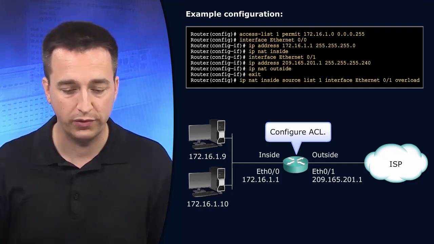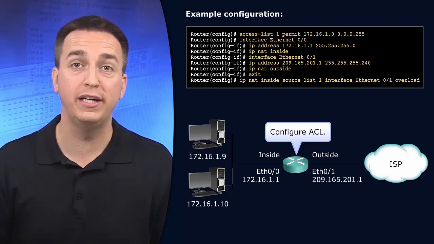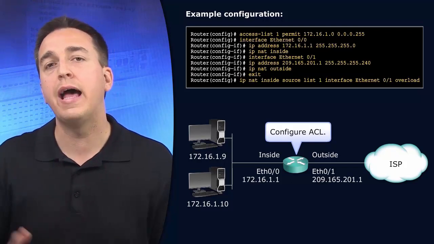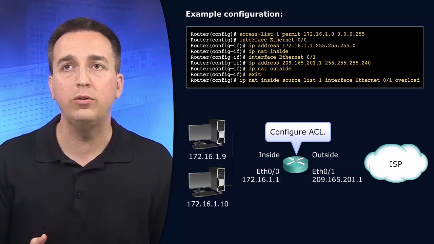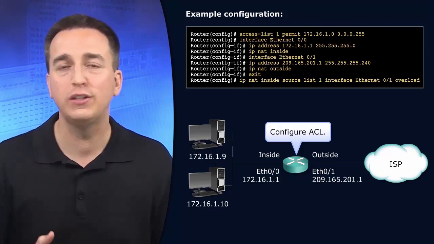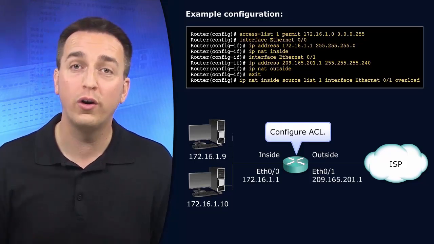We can accomplish this by using port address translation, or PAT. And what PAT does is it adds to the NAT functionality by giving the router the ability now to keep track of all these translations, not just based on the IP addresses, but also port numbers.